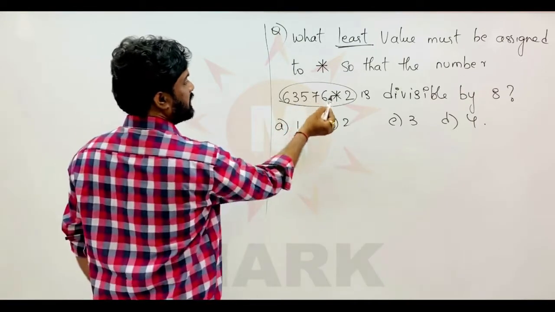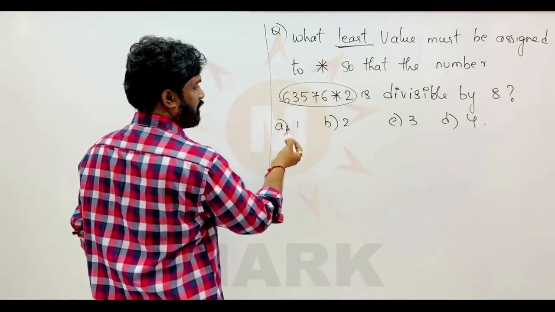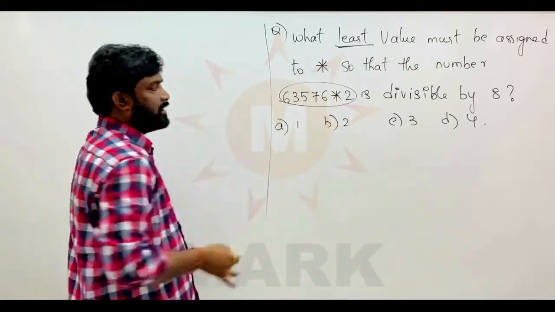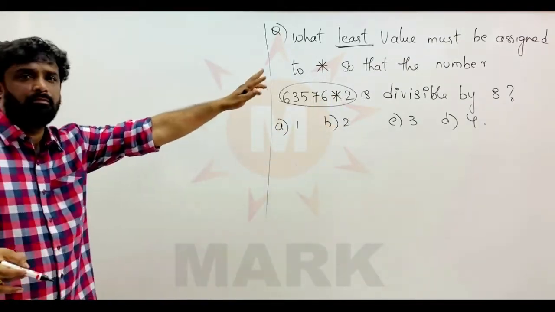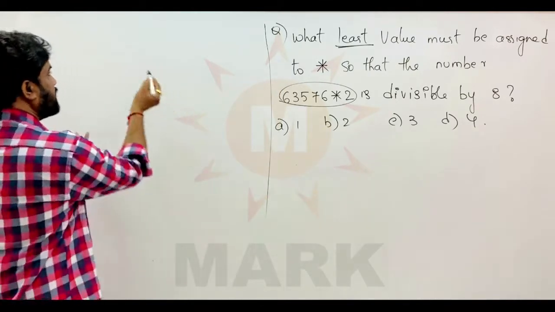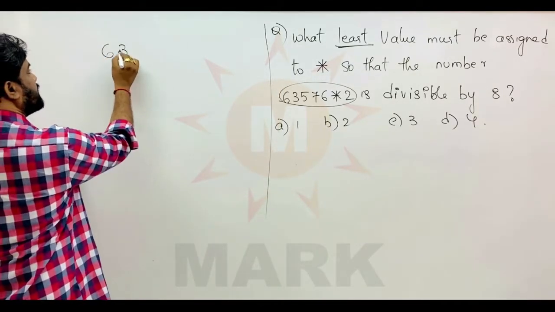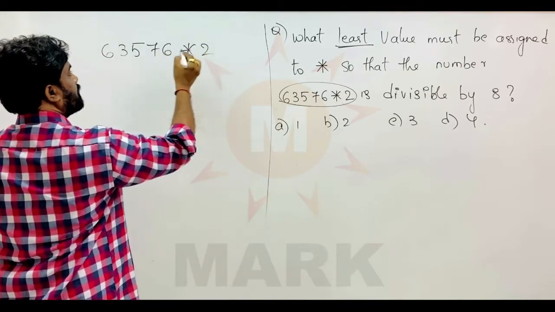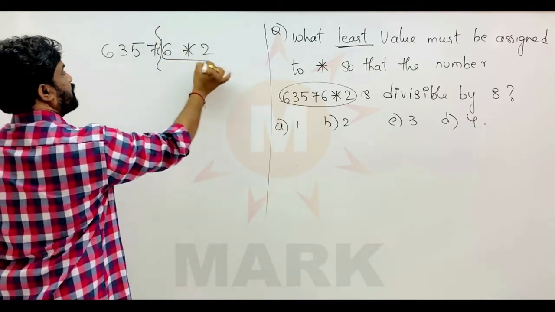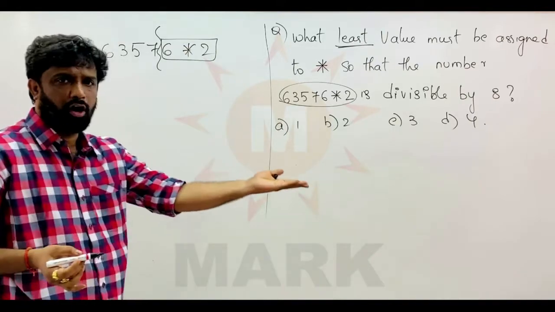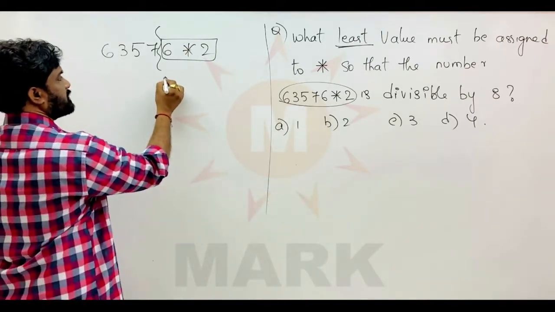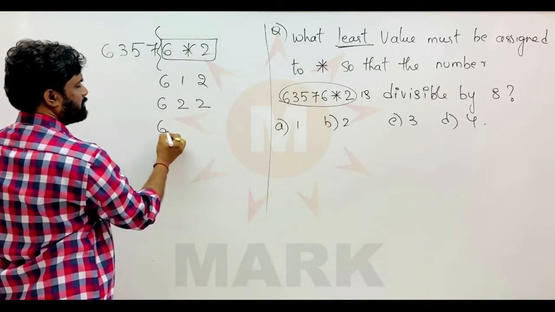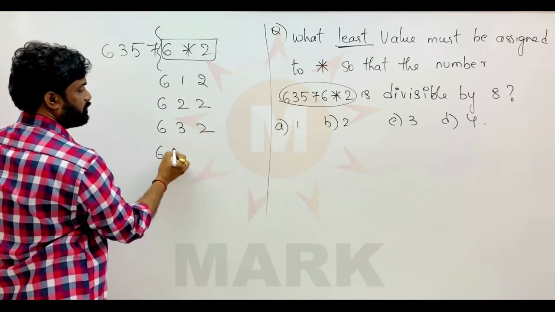Out of these 4 options, 1, 2, 3, 4, which number must be placed in the place of star so that the entire number is divisible by 8? Friends, clearly I can see the number given is 63576 star 2. So we will take these 3 digits only, 6 star 2. There are only 4 options, so we will check. It can be 612, it can be 622, or 632, or 642.